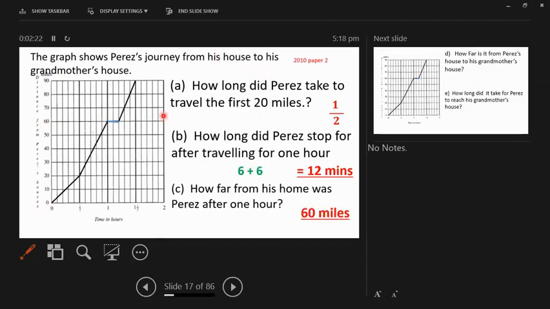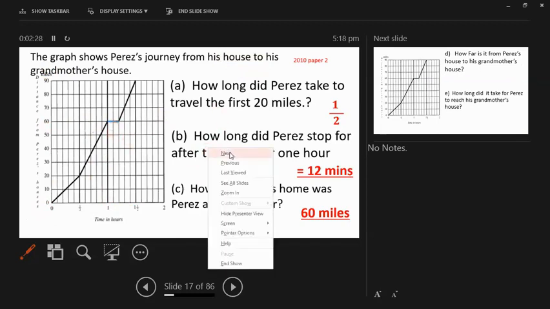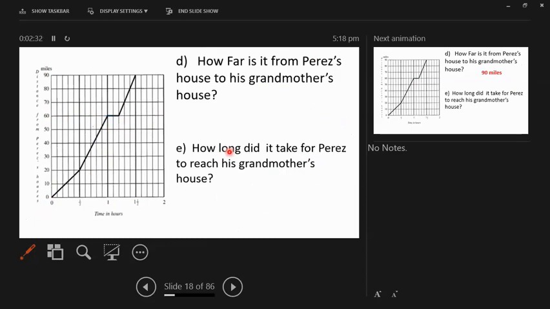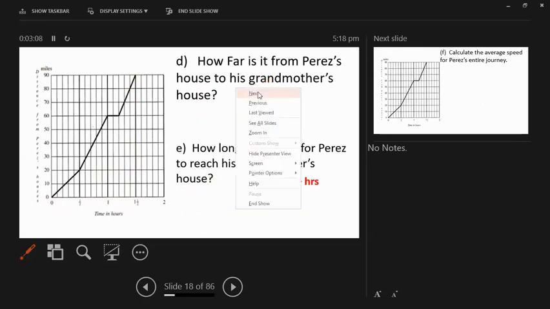Okay? Now, if you want to show it, draw it in and then read it, and then you could work it out from that. How far is it from Perez's house to grandmother's house? This is Perez's house, this is grandmother's house. So 90 miles. How long did it take for Perez to reach grandmother's house? From here to here, right? He left home at this time, half an hour, 1.5 hours. Okay? Or 90 minutes.